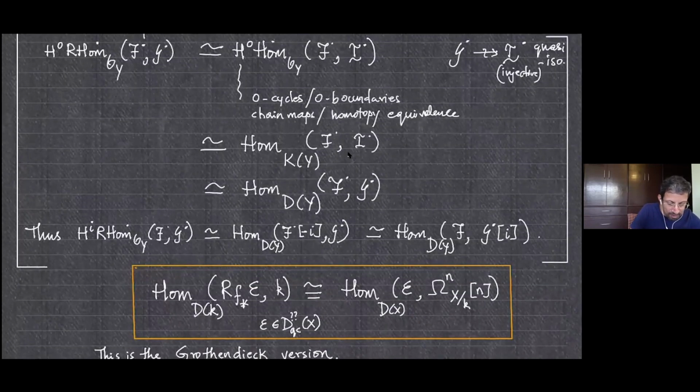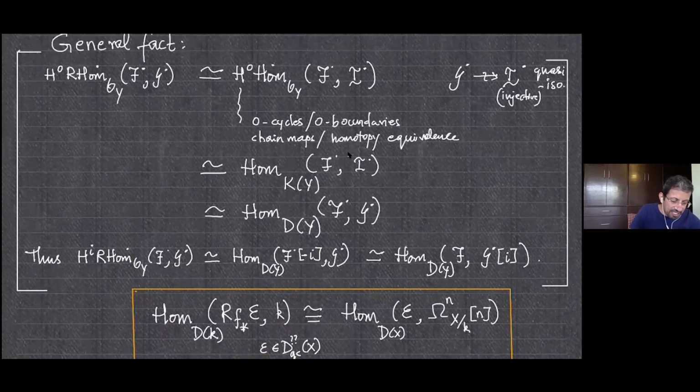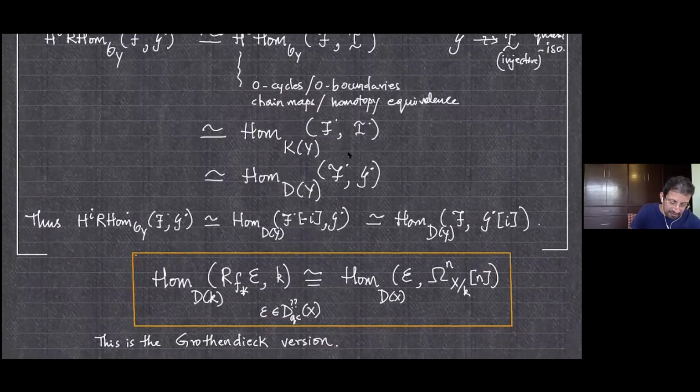It's a set of all morphisms in the derived category from Rf lower star E to K is isomorphic to the set of all morphisms in the derived category from E to omega n x over K shifted by n. And E now we'll upgrade it. So initially we started with locally free, but in fact Grothendieck's version involves pretty much any general thing.